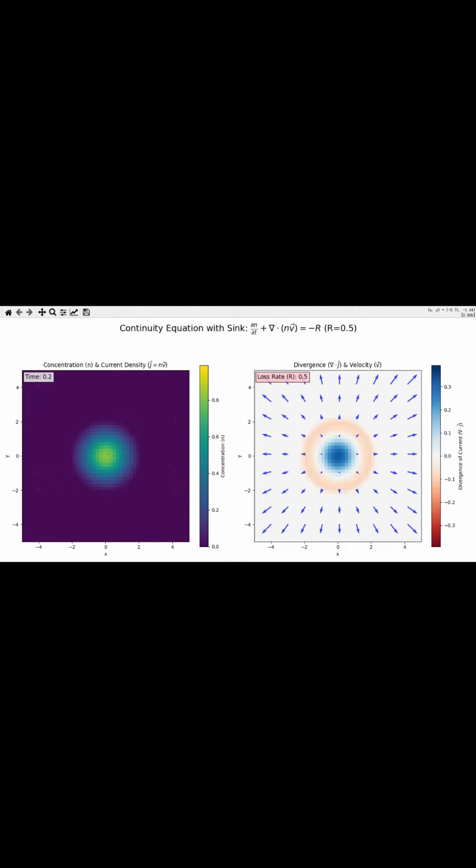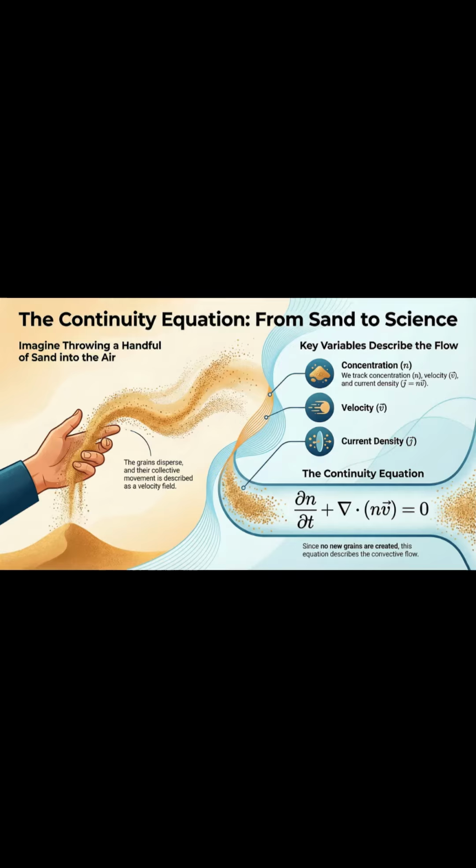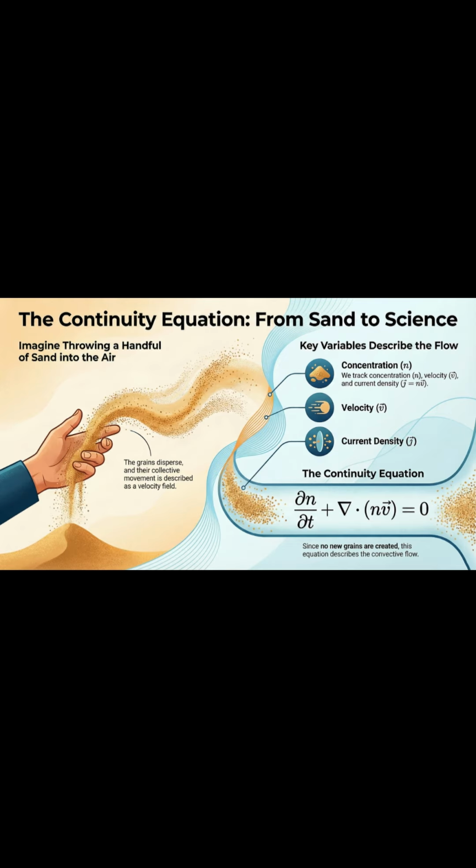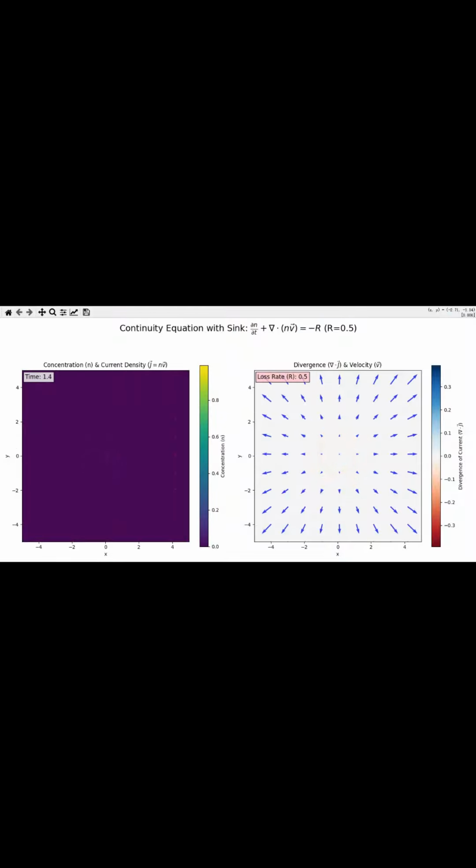First, let's cover the baseline scenario. You have convective flow with no internal sources or sinks. Think about material that's just moving around, like grains of sand thrown into the air. No new grains are being produced, right? In a case like that, the equation is just a simple balance between the rate of concentration change and the movement of the material across boundaries.